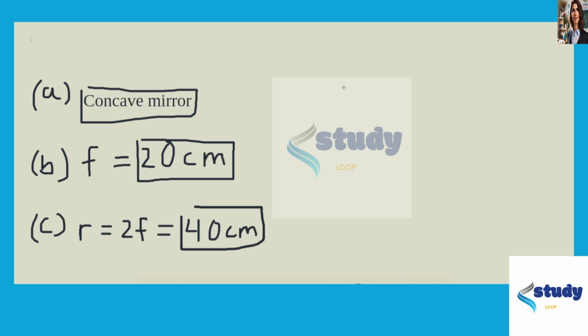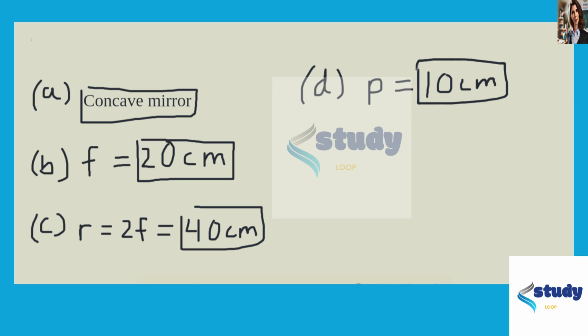Part D wants us to look at the situation and figure out the distance from the object to the mirror. So from this situation, we see the distance from the object to the mirror is 10 centimeters. So P is equal to 10 centimeters, especially because it's on the left side, it'll be positive.